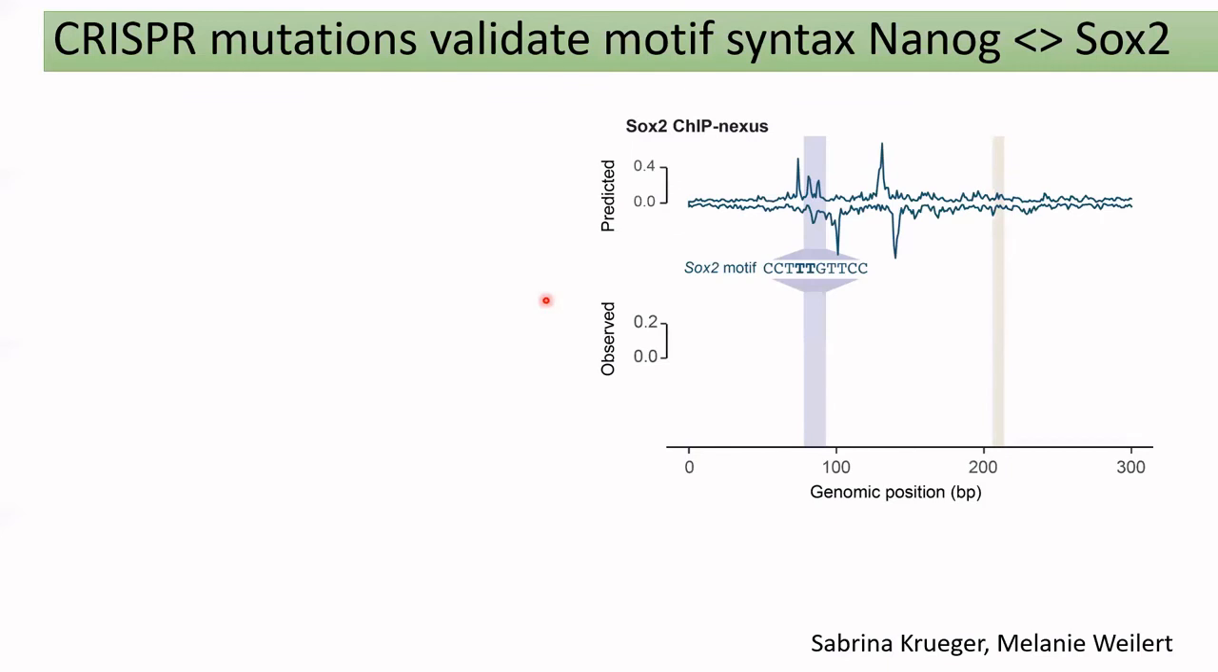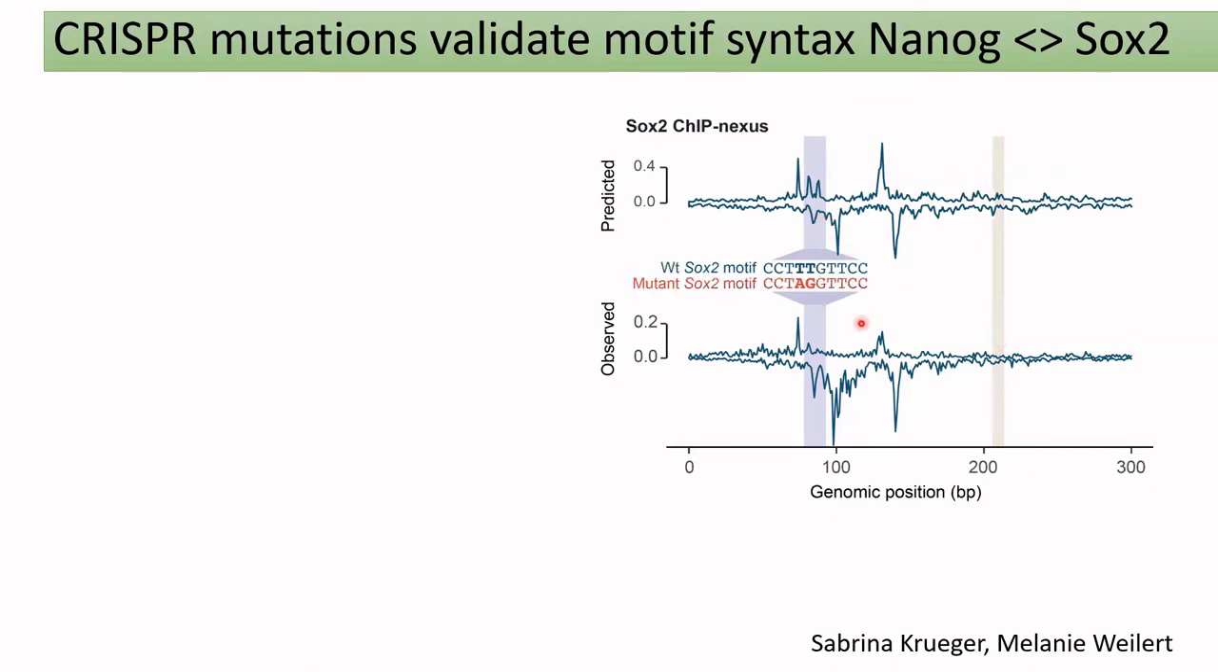This is a region in the genome that's jointly bound by Nanog and Sox2. Here you can see the Sox2 motif. This is what the model predicts on the sequence. This is the observed, what you actually measure. You can see there's pretty nice agreement between the profiles at base resolution. Now what Julia's lab did is they introduced a 2 nucleotide mutation in the Sox2 motif, and they measured Sox2 ChIP-nexus again. And we also predicted what would happen through the model to Sox2 binding.